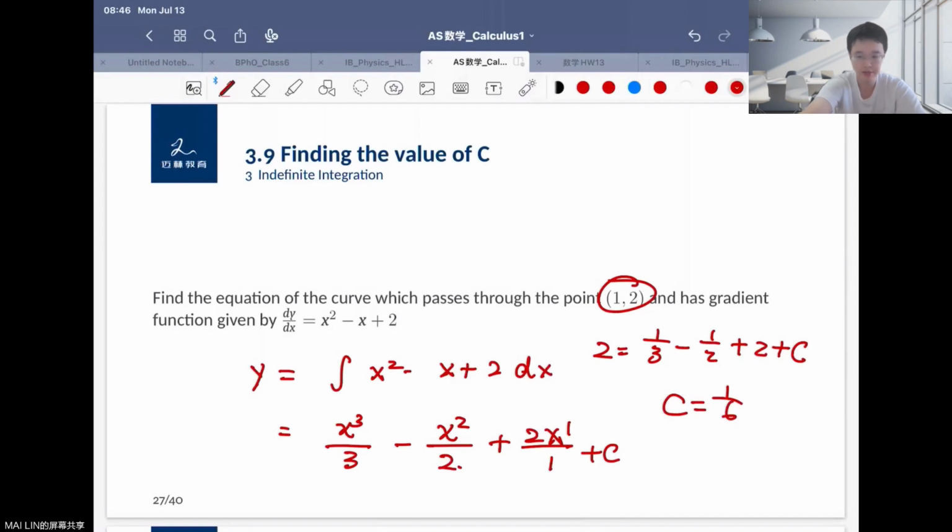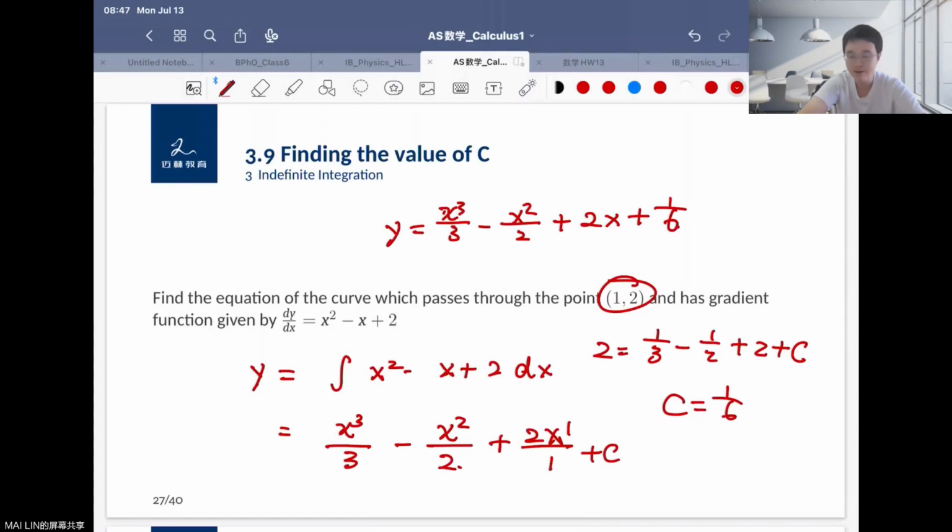So we can write down the full equation for the original function, right? We can say y equals x cubed over 3 minus x squared over 2 plus 2x and then plus 1/6, right? Okay, that is the equation for dy over dx equals x squared minus x plus 2. I think this function is very easy for you, right? This is just a polynomial function.